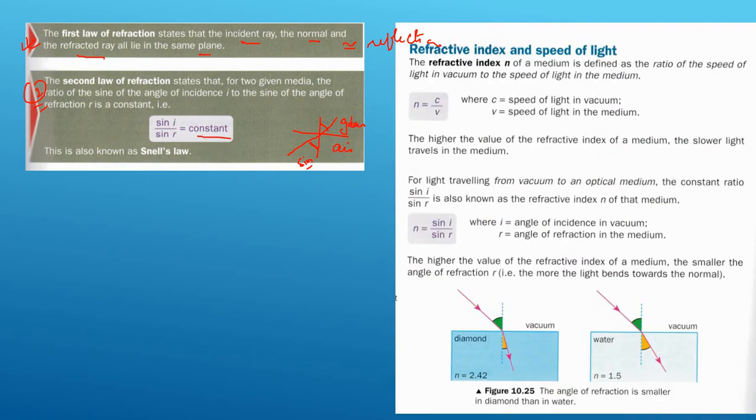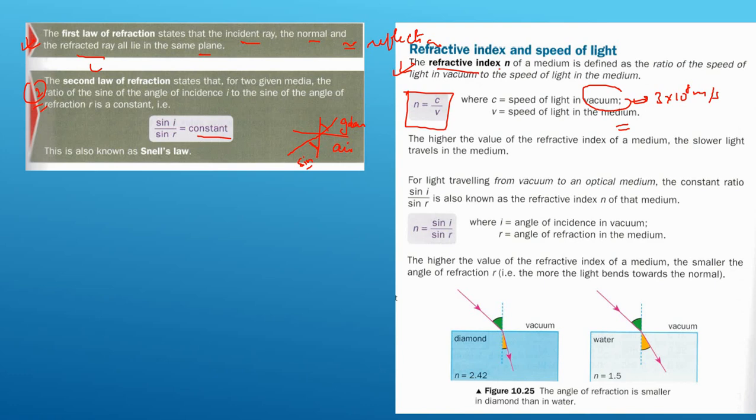What is this constant? This is nothing but the refractive index. Now what is refractive index? Index means a value, so this value tells you how much light is going to refract or bend when it travels in a certain medium. When light enters a medium it slows down, so the refractive index tells you how much it slows down. It's basically the ratio of the speed of light in vacuum divided by the speed in the medium, and in vacuum light speed is maximum, which is 3 × 10^8 meters per second.